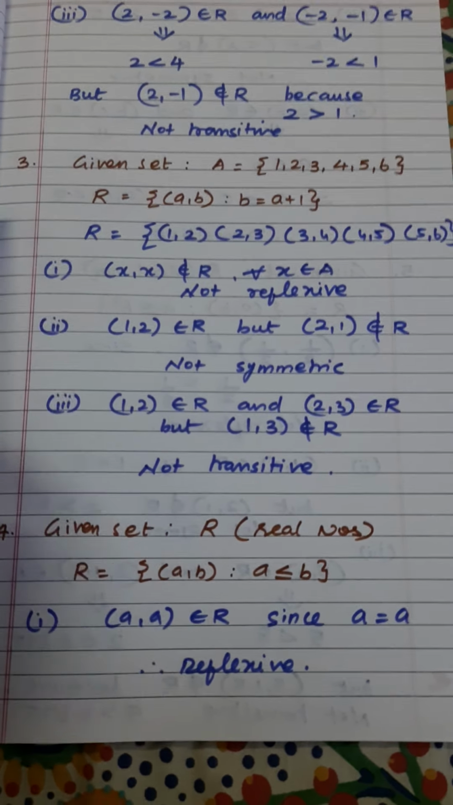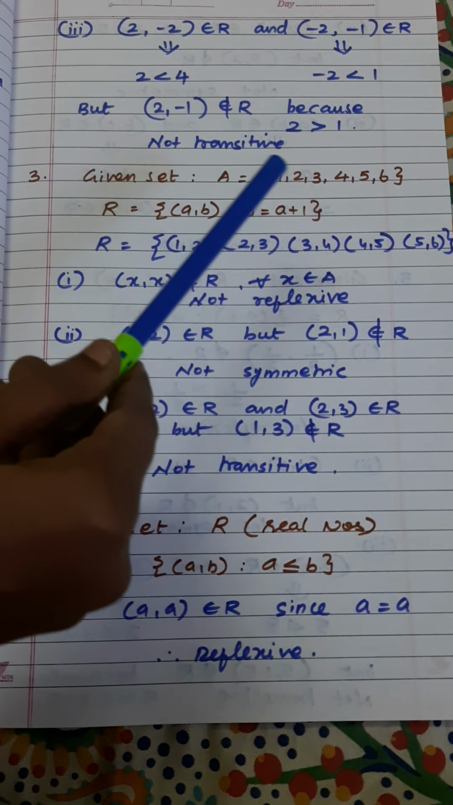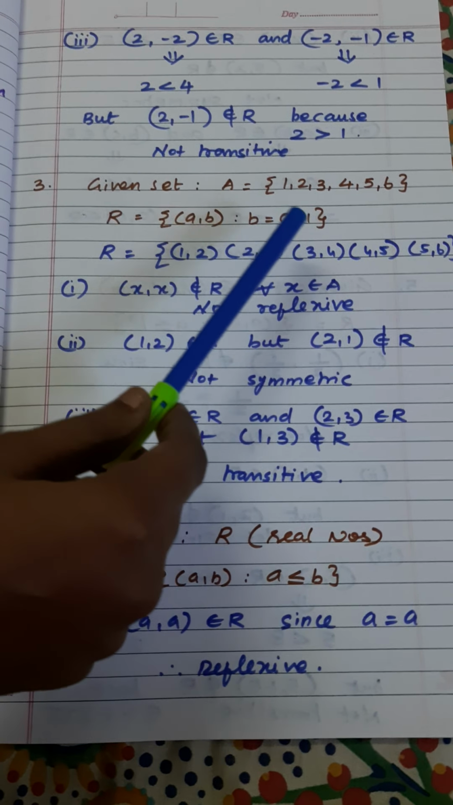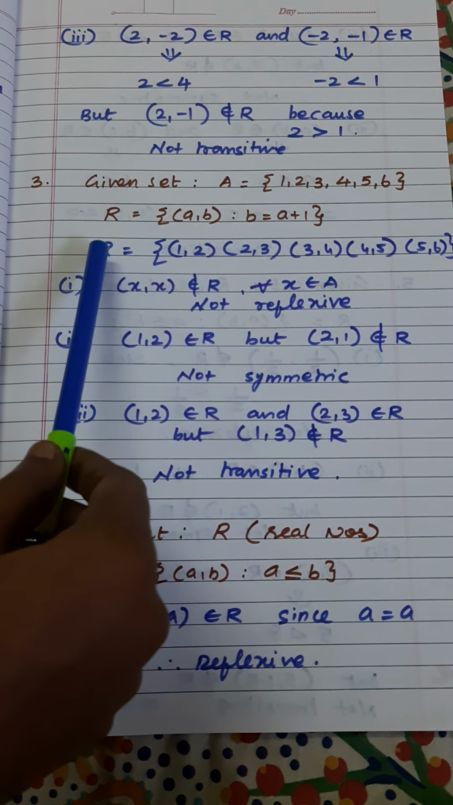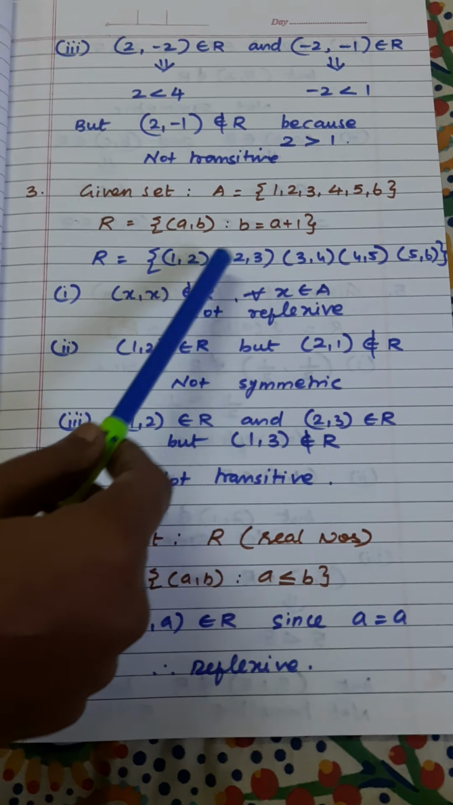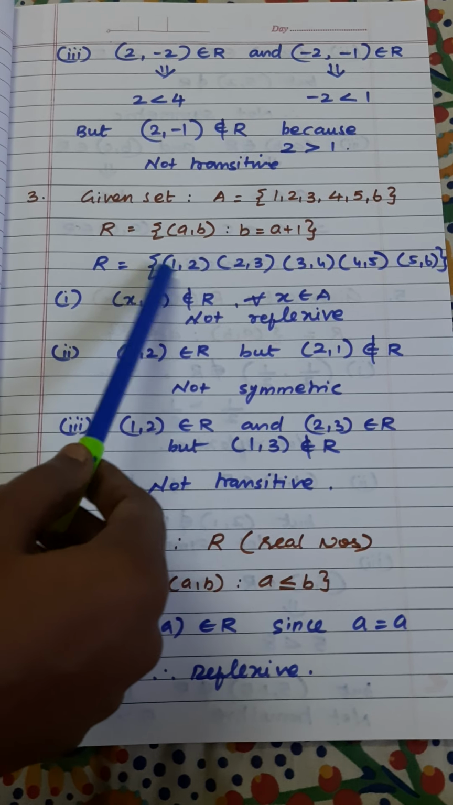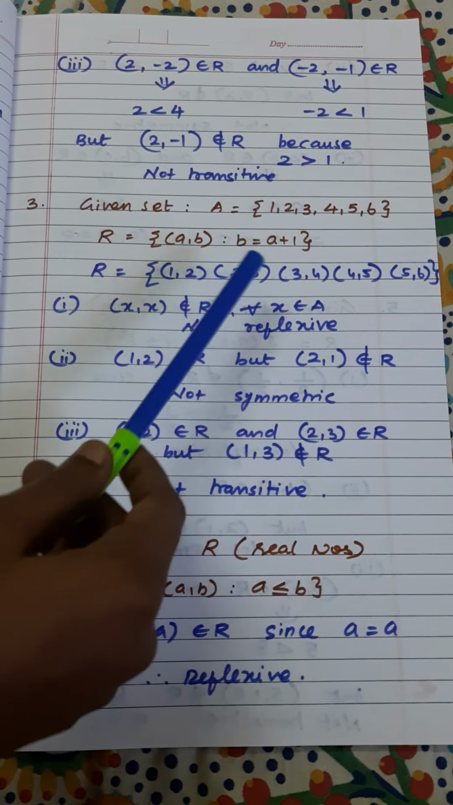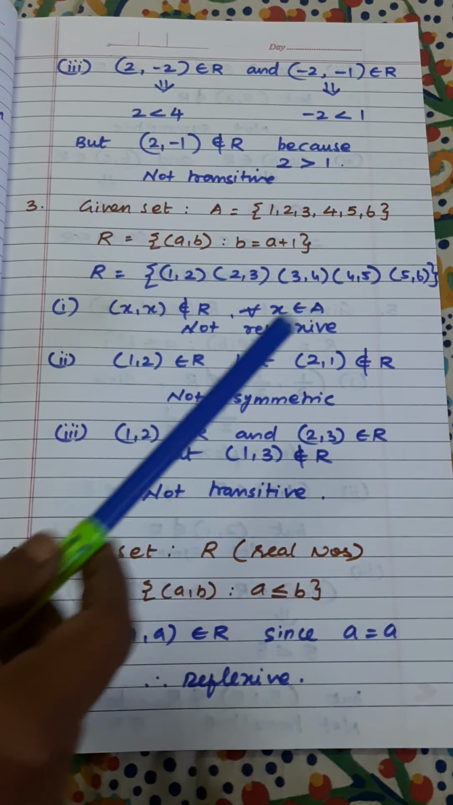Now question number 3. Given set A is equal to {1, 2, 3, 4, 5, 6} and the relation is (a, b) such that b is equal to a plus 1. Now we are going to find out the elements in the relation. When you substitute a equal to 1, you will be getting b equal to 2. So (1, 2), (2, 3), (3, 4), (4, 5), (5, 6). We cannot substitute 6 because 7 is not there in the set.